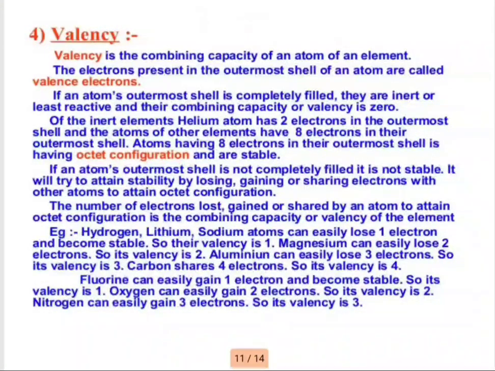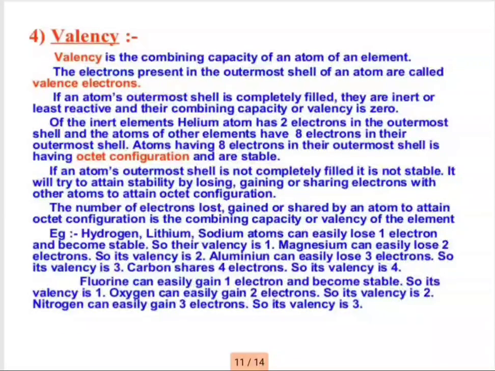For example, helium atom has 2 electrons in the outermost shell, and the atoms of other elements have 8 electrons in their outermost shell. Atoms having 8 electrons in their outermost shell have an octet configuration, and they are stable. If an atom's outermost shell is not completely filled, it is not stable. It will try to attain stability by losing, gaining, or sharing electrons with other atoms to attain octet configuration.